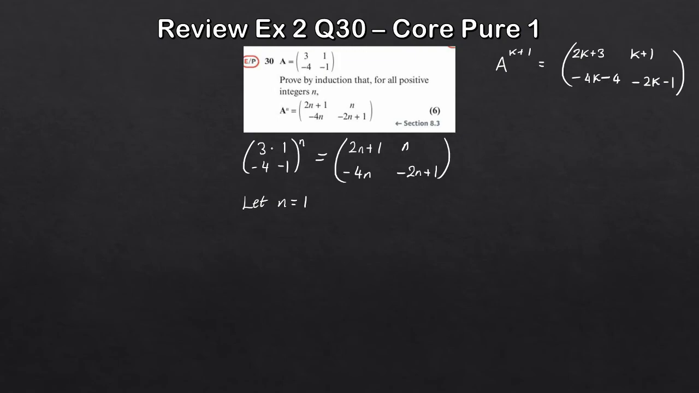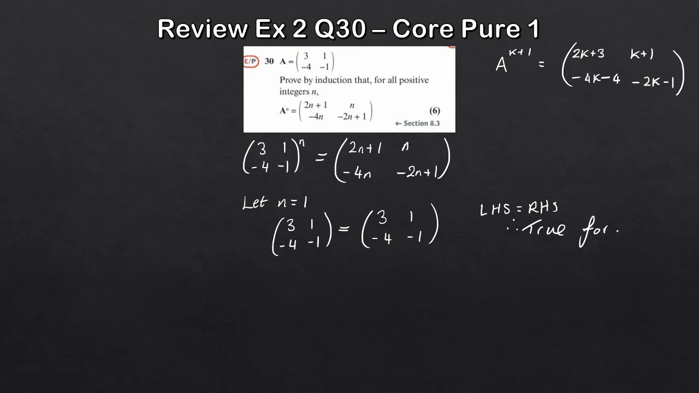So I just get this left-hand matrix here. Is that equal to this? 2 times 1 is 2, plus the 1, that's 3. That's 1 minus 4. And then minus 2 plus 1 is minus 1. Perfect. So left-hand side equal to right-hand side. So therefore it's true for n equals 1. Okay, so that's a good start.